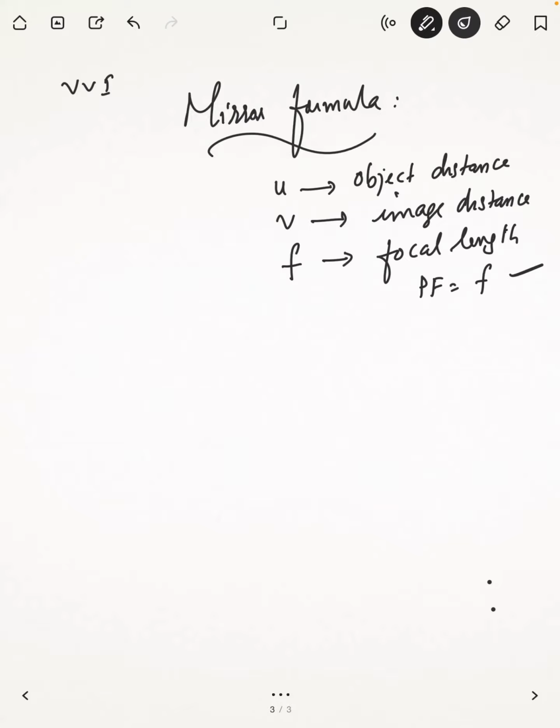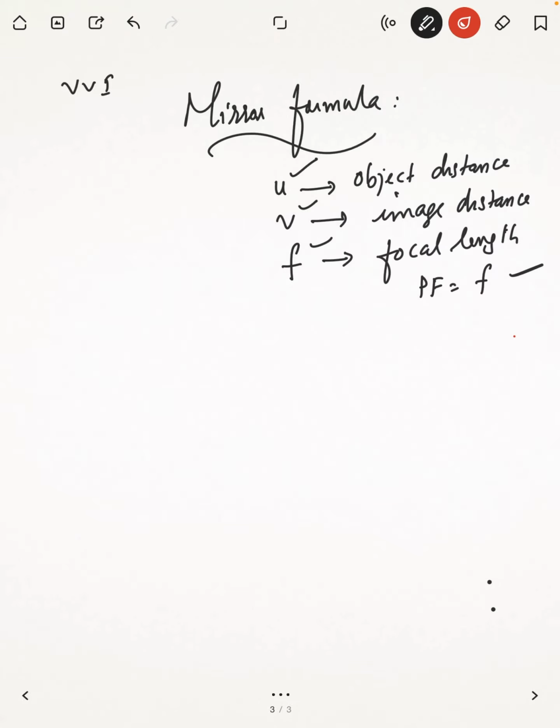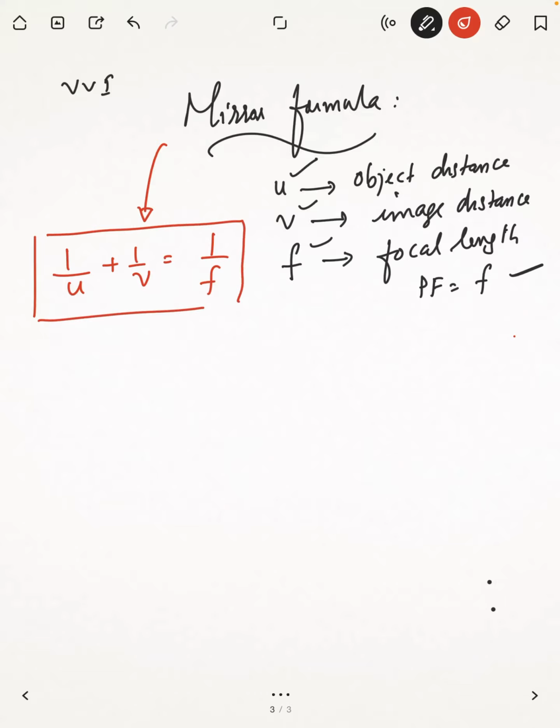So mirror formula is the relation involving object distance U, image distance V, and focal length of a mirror, and it is given by 1 by U plus 1 by V is equal to 1 by F. Very important relation. All should write this equation 5 times in the copy.